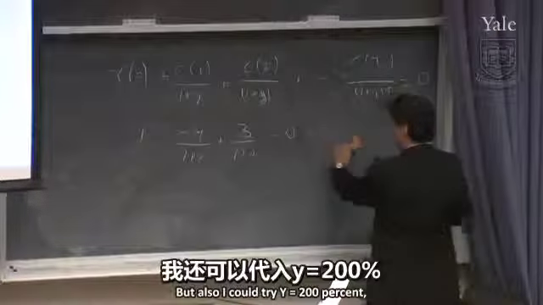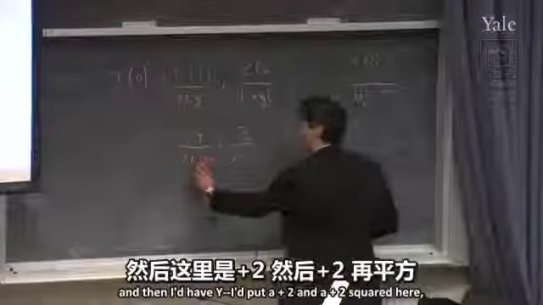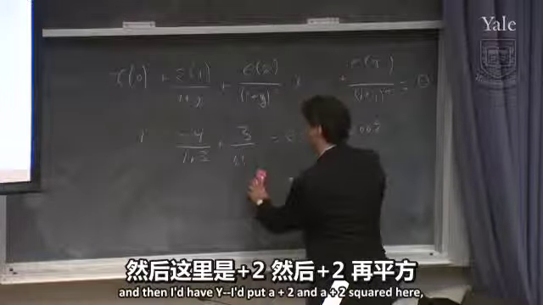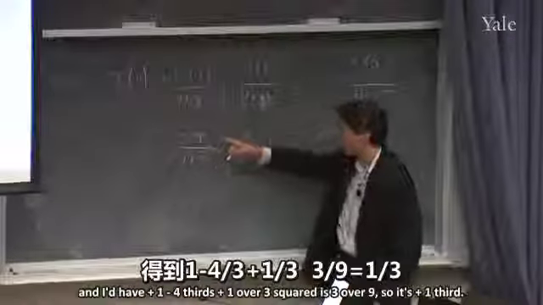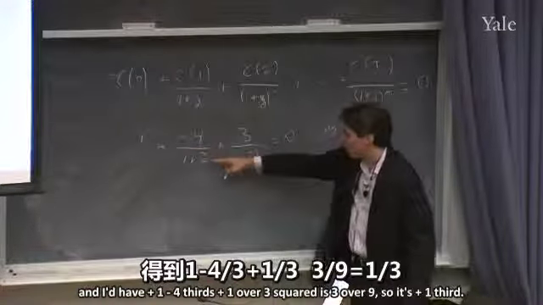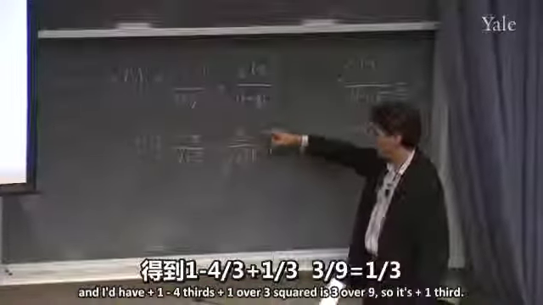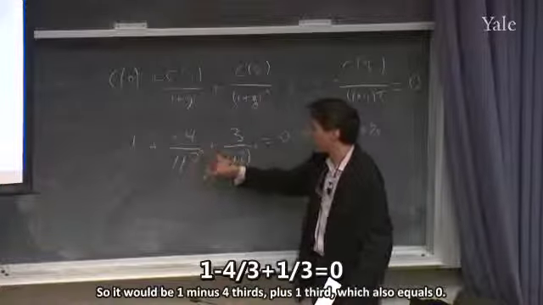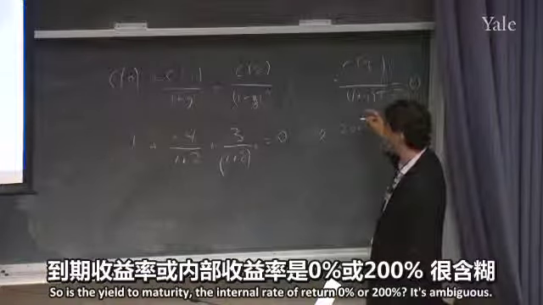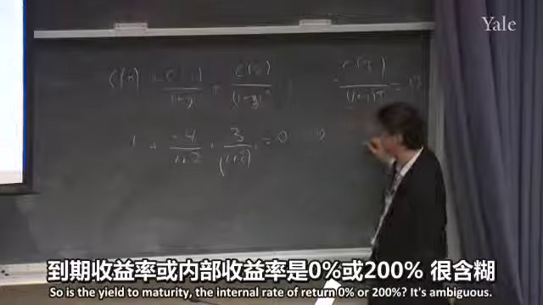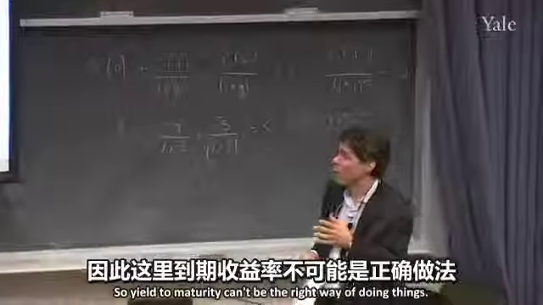But also I could try y equals 200%. And then I'd have a plus 2 and a plus 2 squared here. And I'd have 1, minus 4/3, plus 1 over 3 squared, which is 3 over 9, so it's plus 1/3. So it would be 1 minus 4/3 plus 1/3, which also equals 0. So is the yield to maturity, the internal rate of return, 0% or 200%? It's ambiguous. So yield to maturity can't be the right way of doing things.